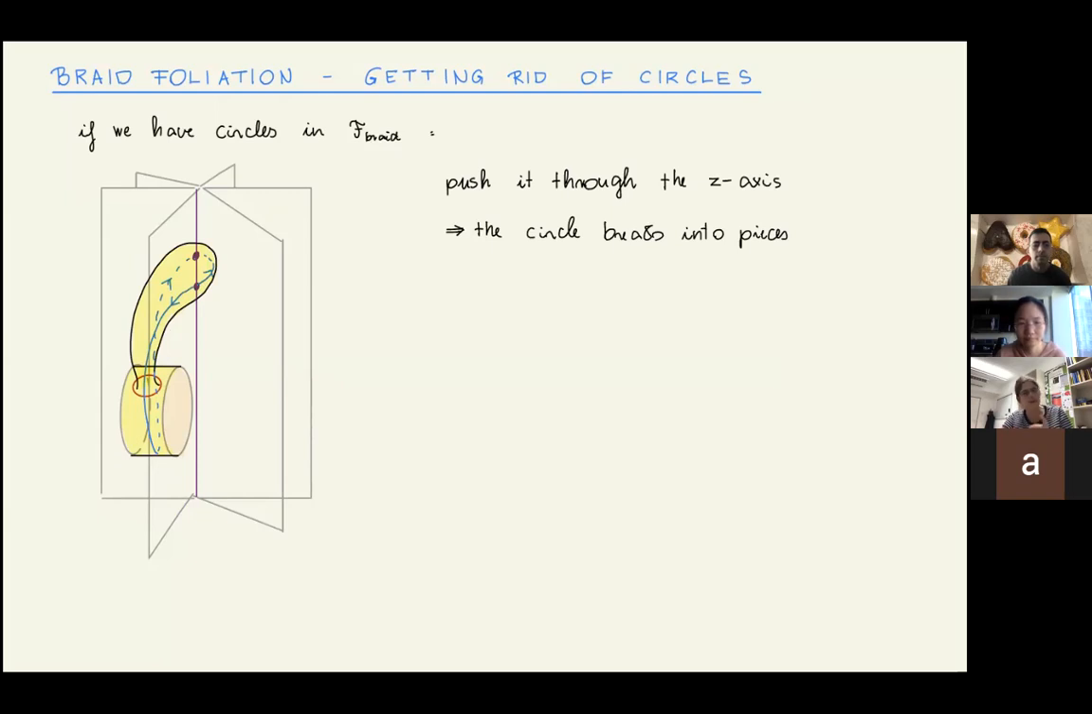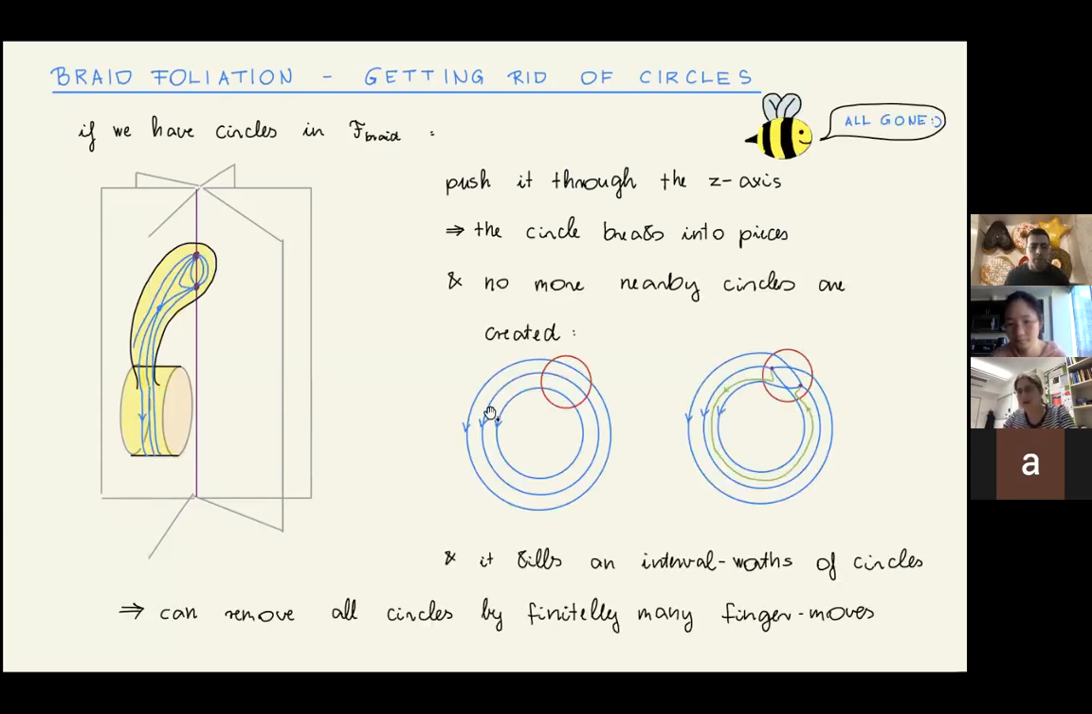Okay, and not only that, this one is cut up into pieces, but there were nearby circles, and each of them is going to be separated too. So you are not creating new circles, but you're actually killing an interval's worth of circles. And using some sort of compactness argument, you can remove all the circles with finitely many of these pushing moves. Okay, so that's going to be important, but let's just move forward.